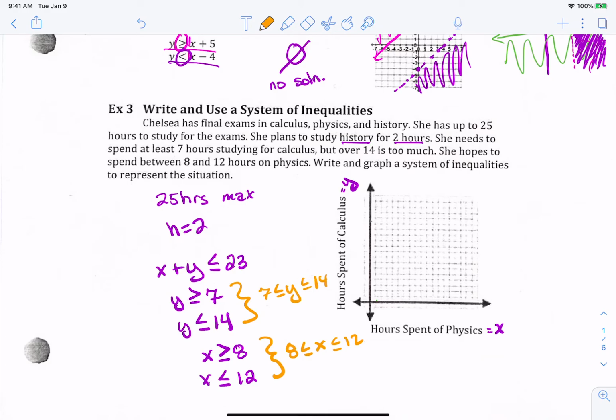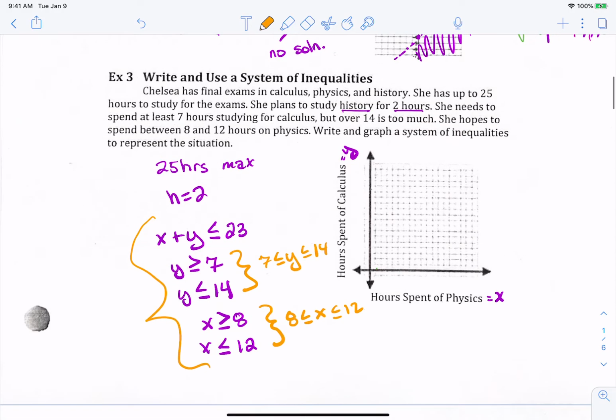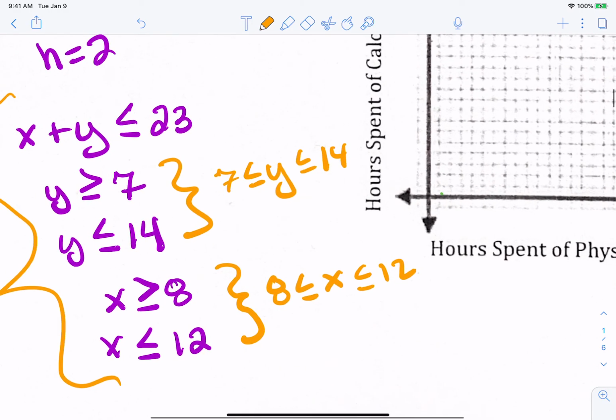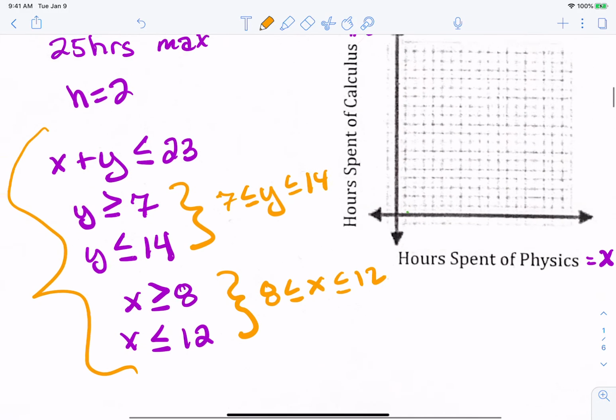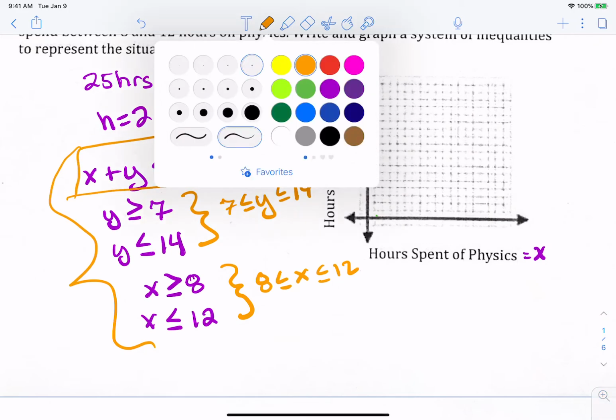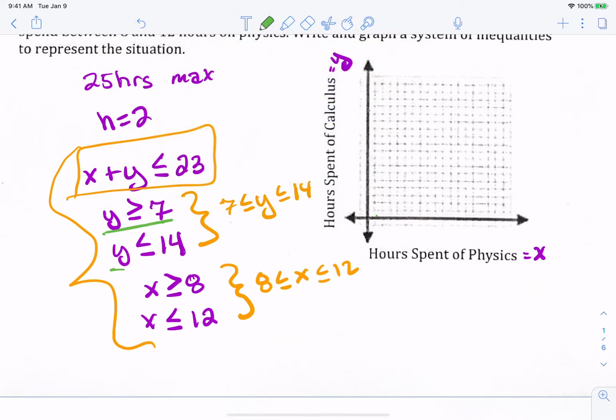They want us to write and graph a system of inequalities to represent the situation. Here is that. That's a lot of stuff going on. So let's start with the easy ones. We'll save this one for last. Let's start graphing. I'm going to do the Y's first. Y is greater than or equal to 7 and Y is less than or equal to 14.